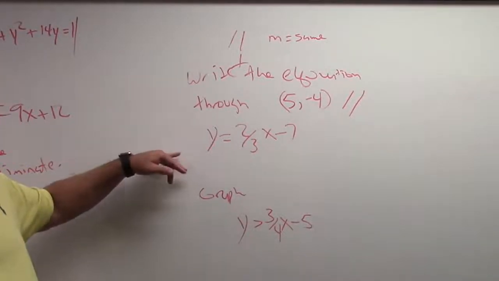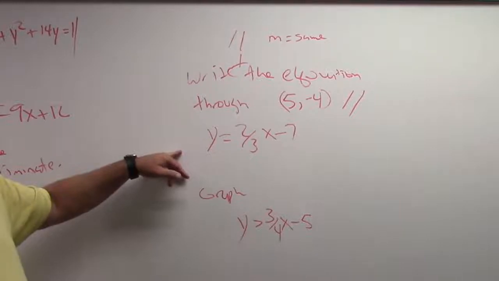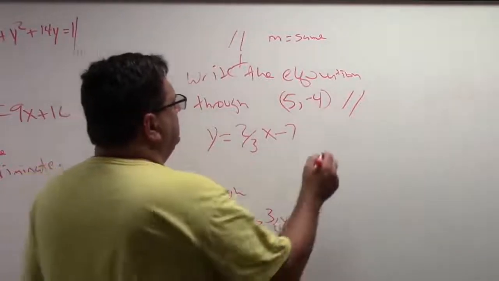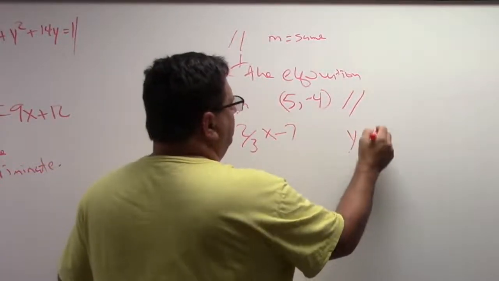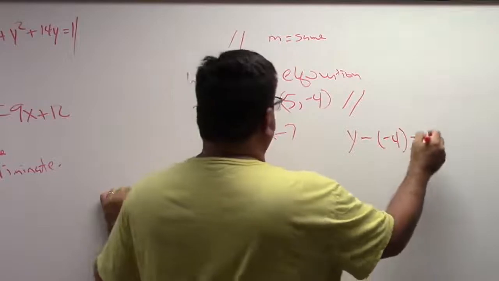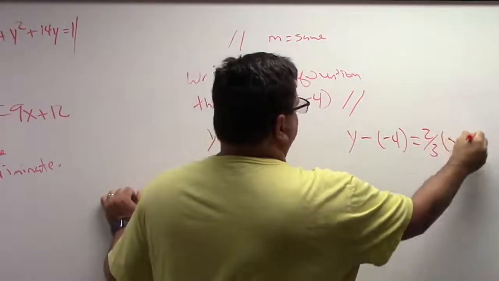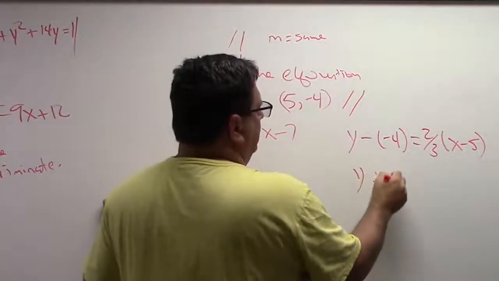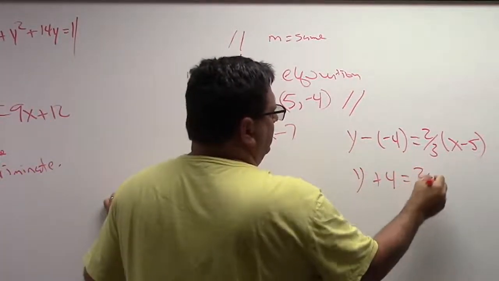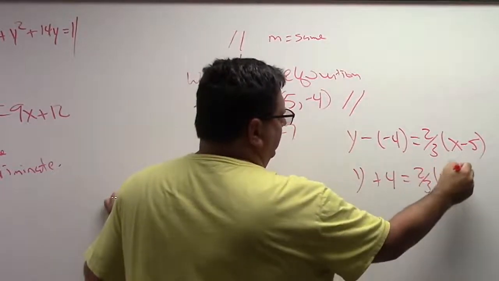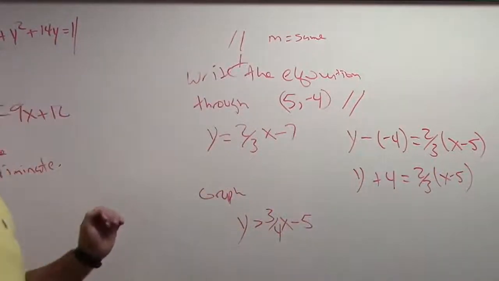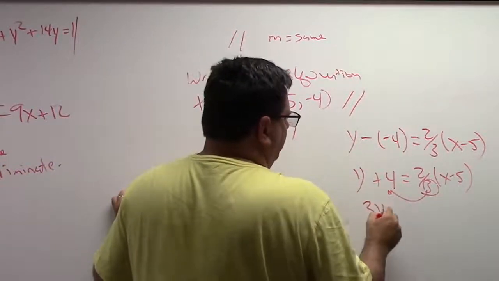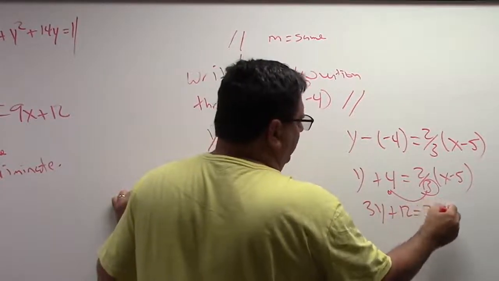All right. So parallel is 2/3. So y minus y1 equals m times x minus x1. y plus 4 equals 2/3 times x minus 5, yes? Now what I do is take the bottom number, distribute it to the other side. 3y plus 12 equals 2x minus 5.